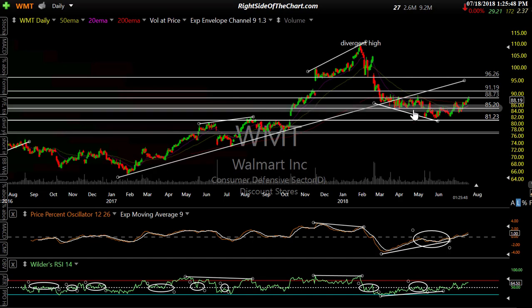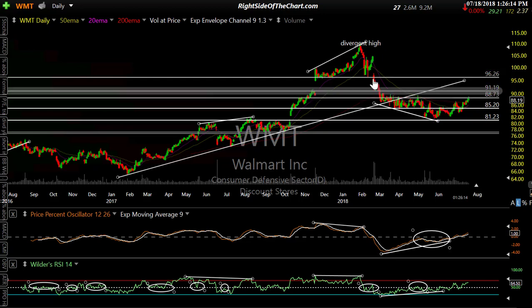WMT looks better than most. We put in a divergent low right here. These are what I like to swing trade, divergent low on the daily time frame at this point right here, and it's been moving up, although it's at resistance now, about 88.73. If we can pop above there, these are potential targets, resistance levels, maybe back test of this trend line. So this is one that I am more bullish than bearish on. It would have been much better to buy here following the divergent low or the break above 85.20.